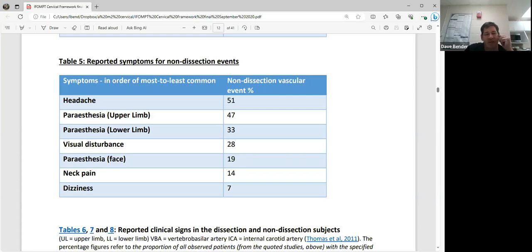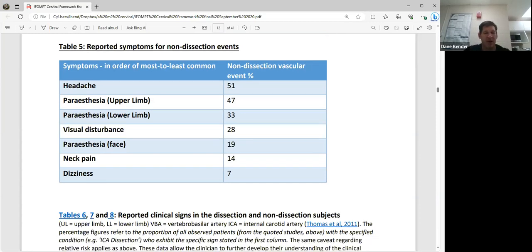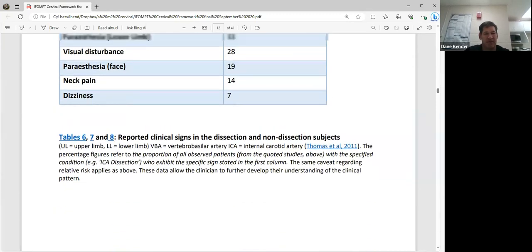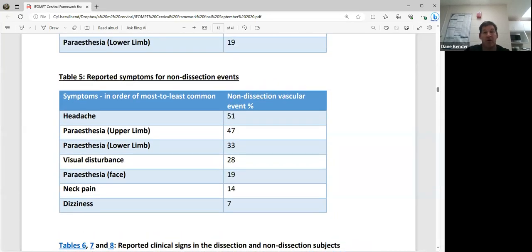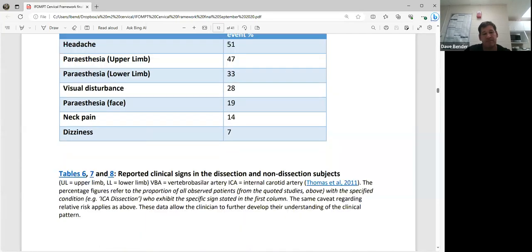And reported symptoms in non-dissecting strokes are going to be headaches, number one again. This one is generally a bigger stroke or vascular event, so you're going to see paresthesias, upper, lower, face, neck pain, and dizziness a little bit lower in these, because it's not really been from a dissection that's occurred in the neck or the vertebral artery.